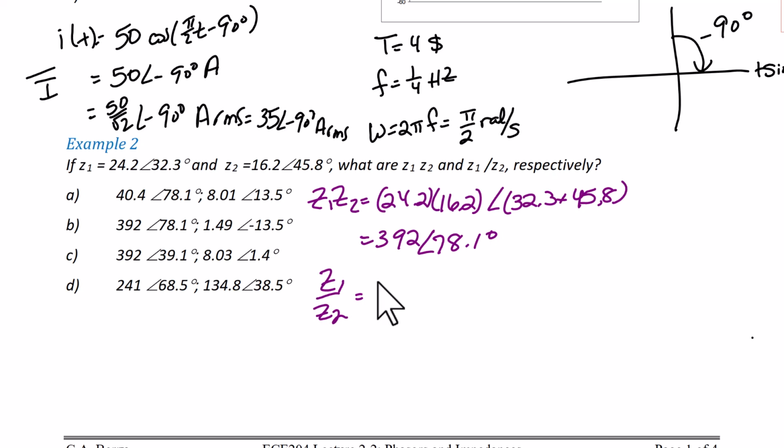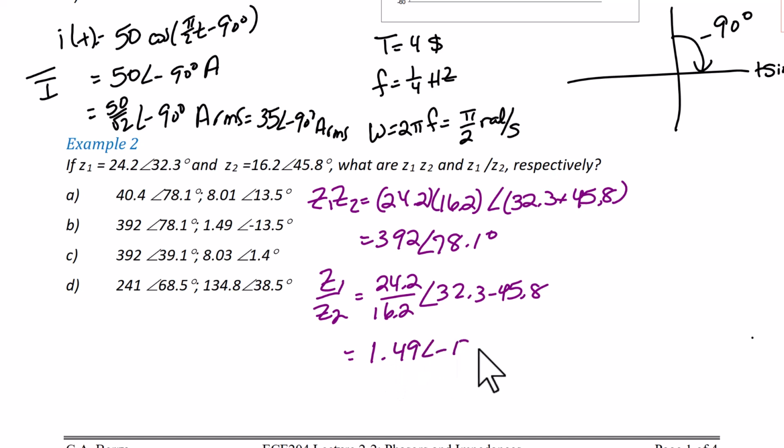Next, to divide complex numbers, you divide the magnitudes and subtract the phase angles. So 24.2 divided by 16.2 is 1.49, and 32.3 minus 45.8 is negative 13.5 degrees. So this means that the answer to this problem is letter B.